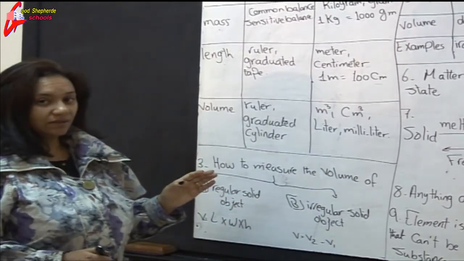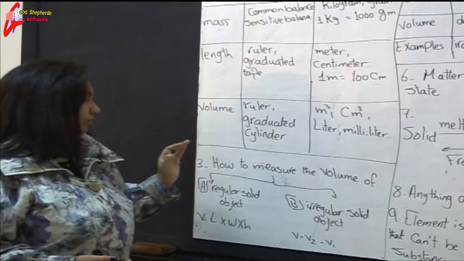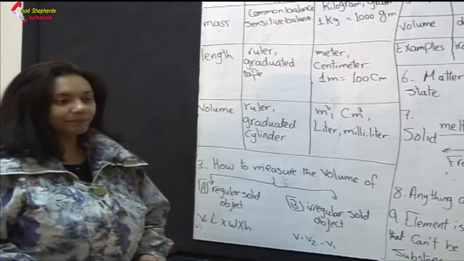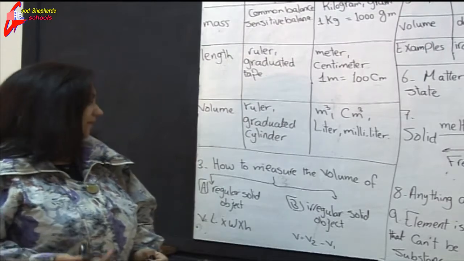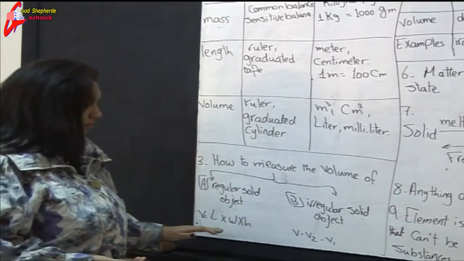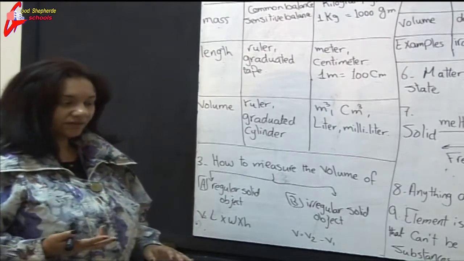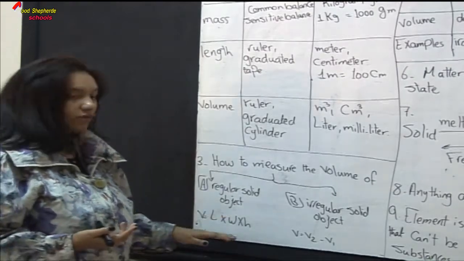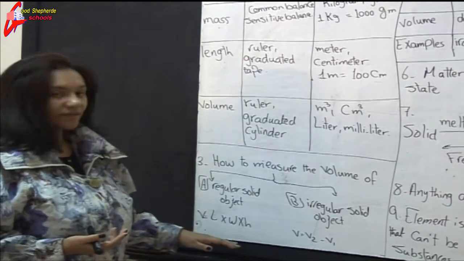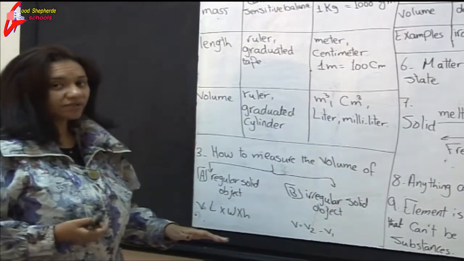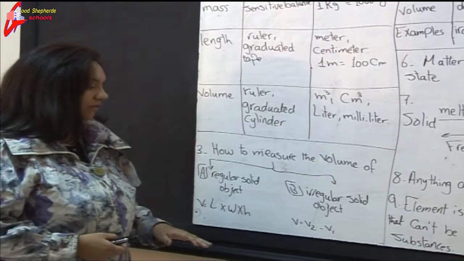Then we learned how to measure the volume of a solid substance. This substance may be a regular solid object, so it has length, width and height. So the volume equals length times width times height. And of course the measuring unit is cubic centimeter or cubic meter.